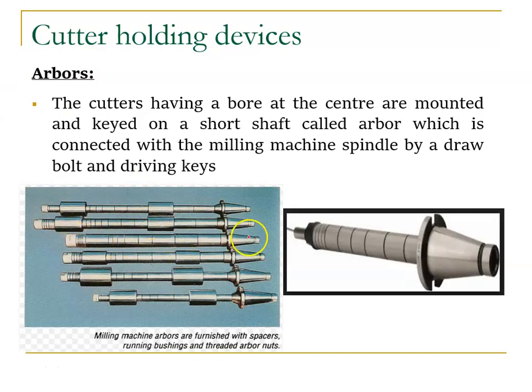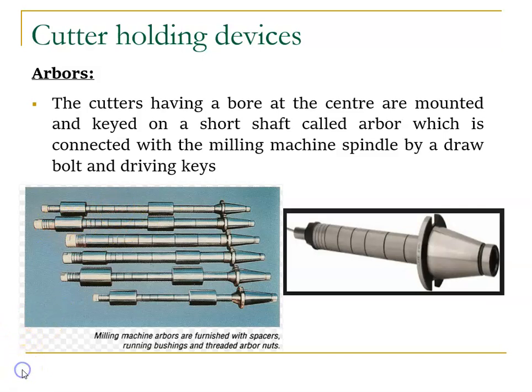So this is what an arbor. An arbor is like a cylindrical rod. We have a variety of cross sections. Right, so this is the taper section. What we do is, we have a spindle and we insert this taper section into it. And then we can connect our cutter to the arbor, and we can cut at whatever position and direction we want.